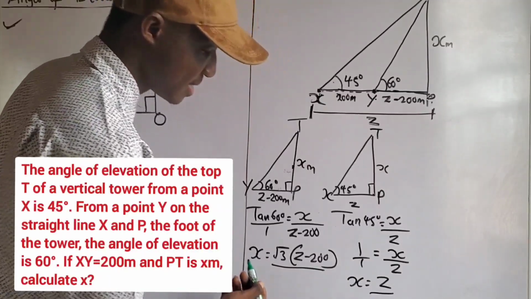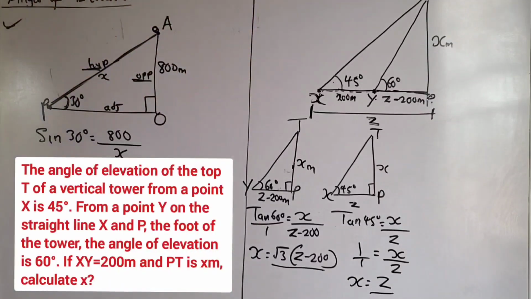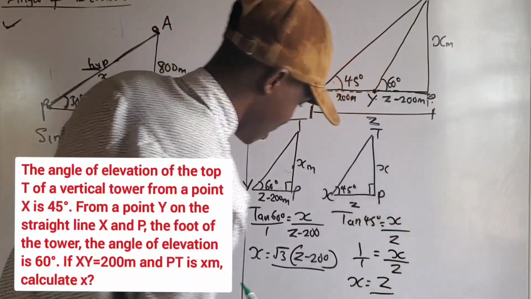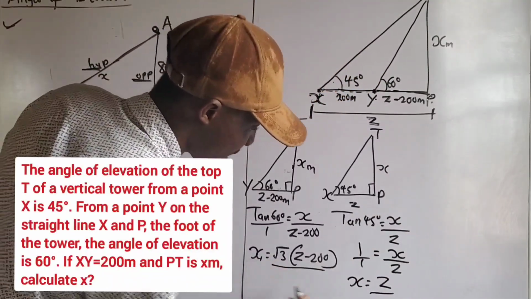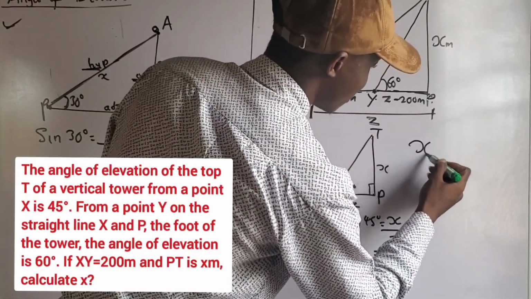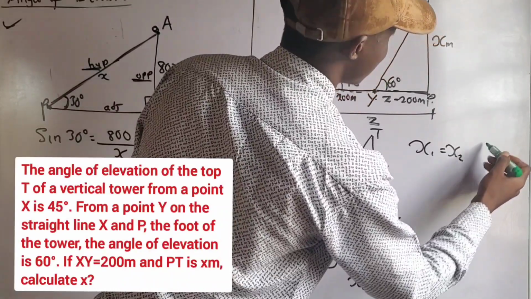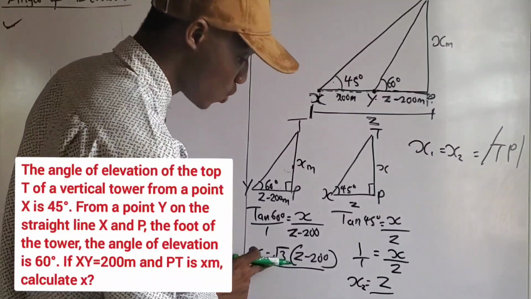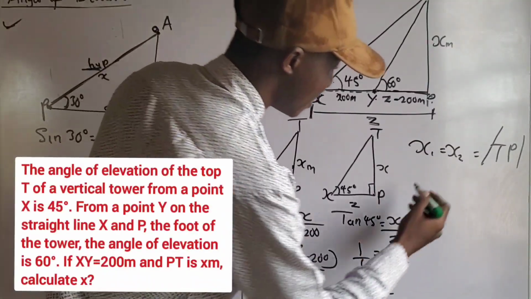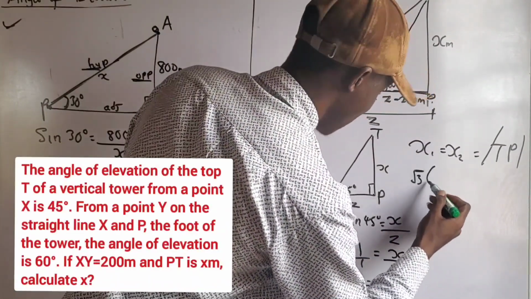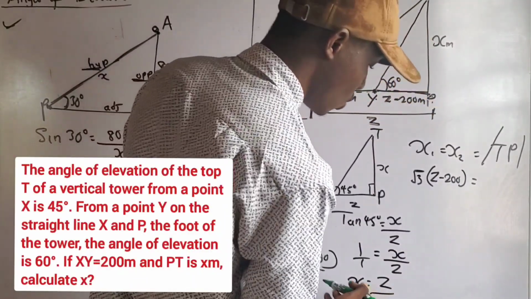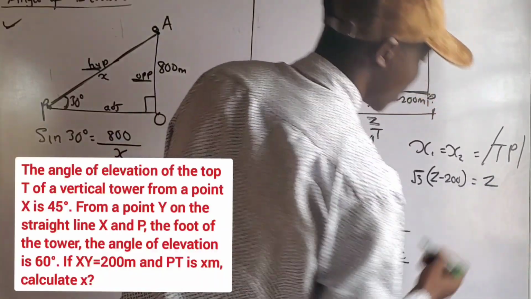So let us equate. Let's call this one X1 and X2. X1 equals to X2. That is line TP. So X1 is root 3 multiplied by Z minus 200, which is equals to X2. X2 is Z.